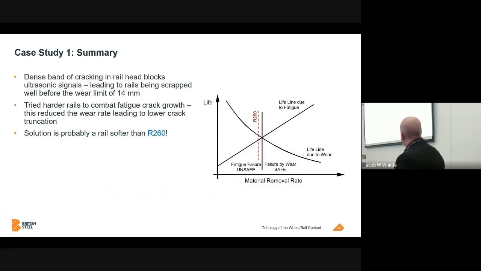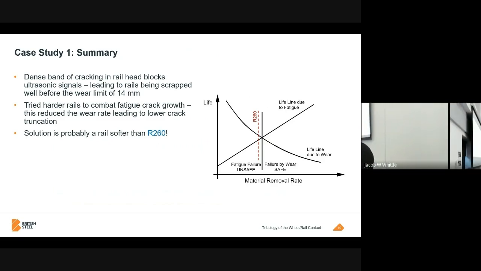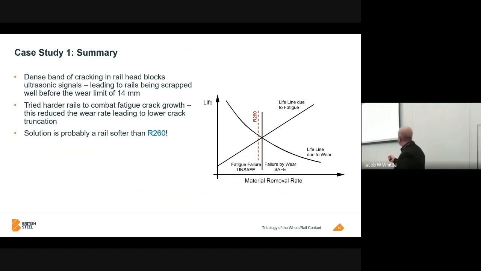So a summary of this is going back to our old friend of rolling contact fatigue versus wear. This is what I think was happening at this location in London. When they had R260, they were operating just at this side of the central line. So this is the failure by rolling contact fatigue. Your damage mechanism is dominated by rolling contact fatigue. We don't want to be in that region because it's unpredictable.